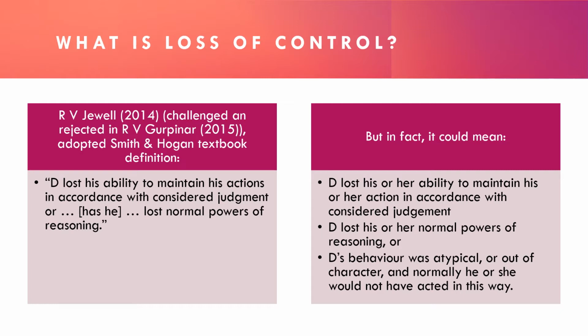Now that's a definition, but in reality what it could mean is that the defendant lost his or her ability to maintain his or her action in accordance with considered judgment. Considered judgment means that thinking process, so they're not thinking in a normal way. Or it could mean the defendant lost his or her normal powers of reasoning, so compared to the normal standard, are they able to think clearly? And then finally, the defendant's behaviour was atypical, which means it's not typical, or it's out of character, and normally he or she, subjectively, would not have acted in this way.